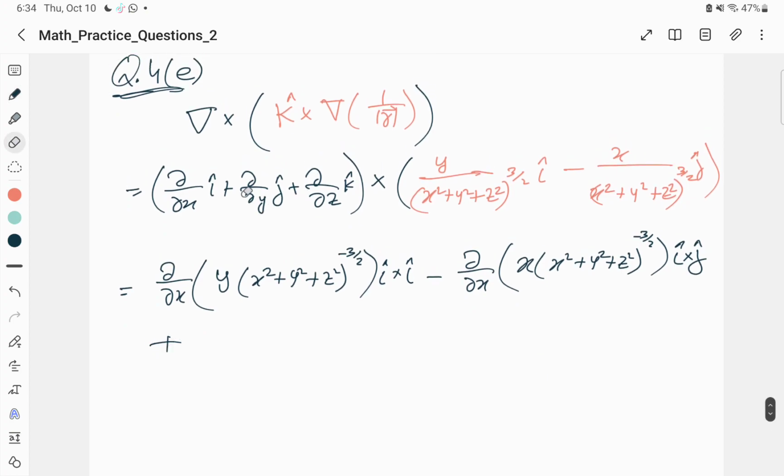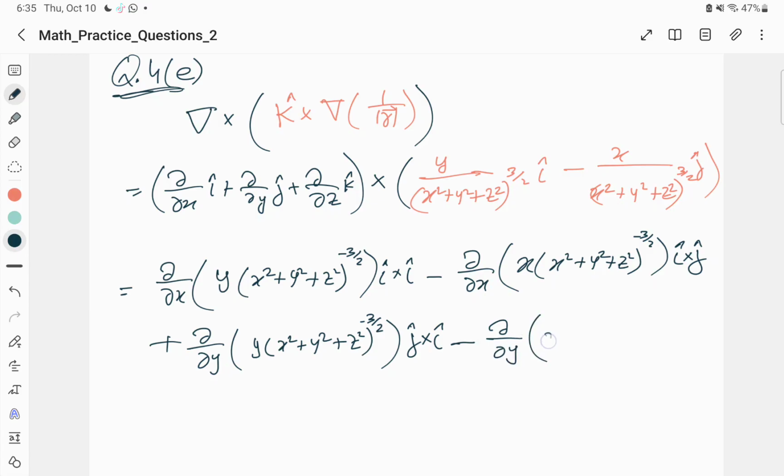Then we start with the second one, partial by partial y, and apply it on both of the expressions. So it will be partial by partial y on y times (x square plus y square plus z square) to the power negative 3 by 2. Here we have j and here we have i, so this will be j cross i. Then plus, minus minus, we have partial by partial y applied on the expression x times (x square plus y square plus z square) to the power negative 3 by 2, and from here we had j, and this is also j, so this will be j cross j.